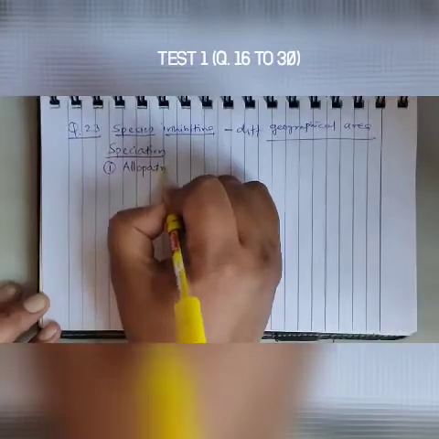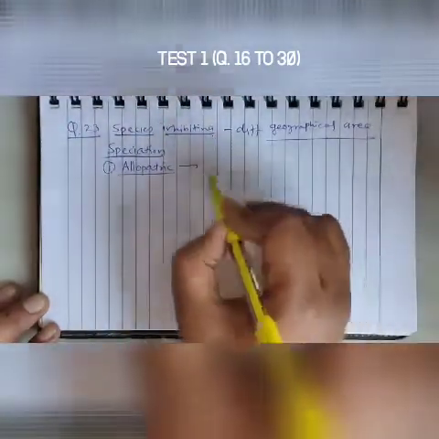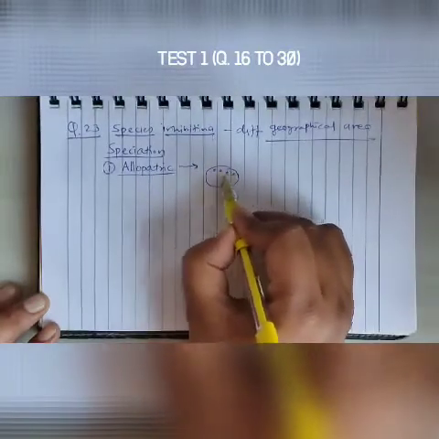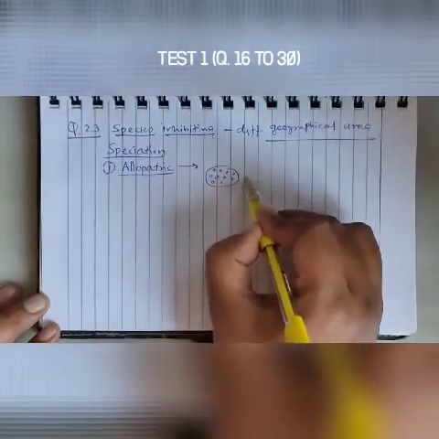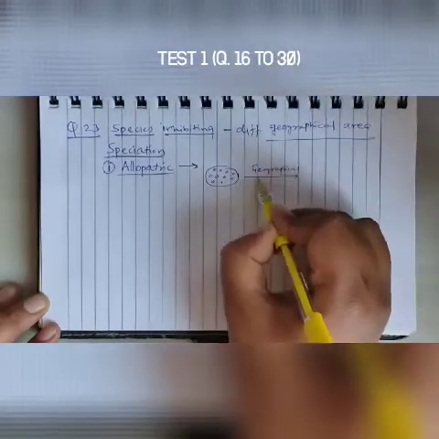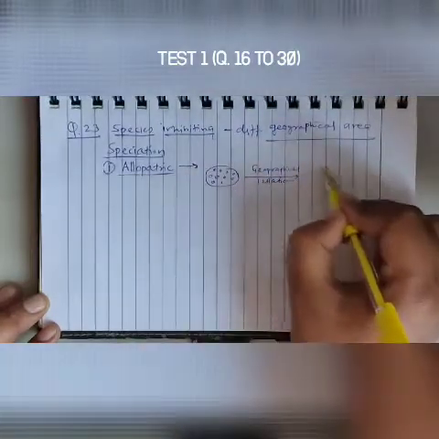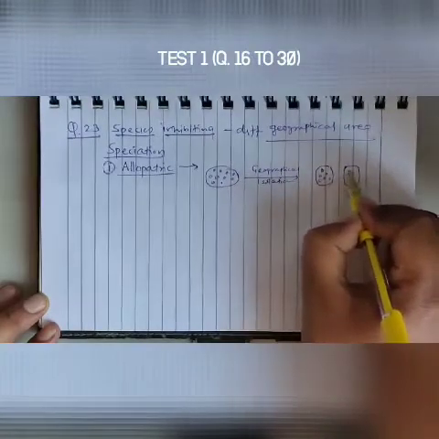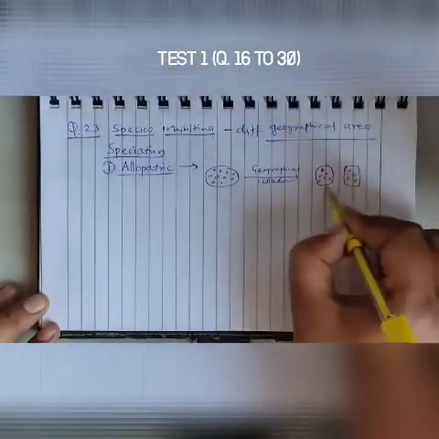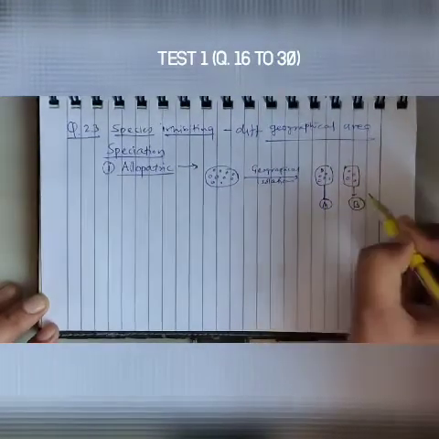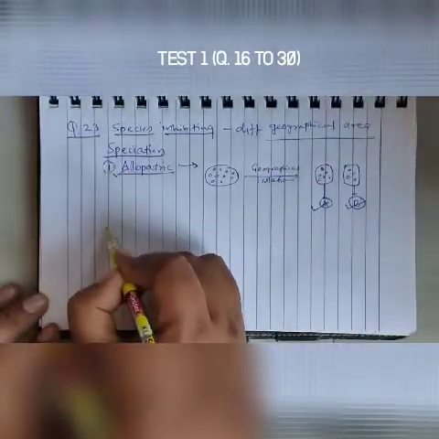Allopatric speciation occurs like this: one whole group of organisms is living in one area. Due to geographical isolation, it divides into two groups. These two groups will evolve into other species, named A or B. So two new species evolved due to geographical isolation, and this is known as allopatric speciation.